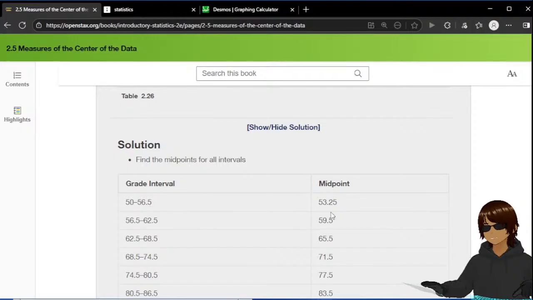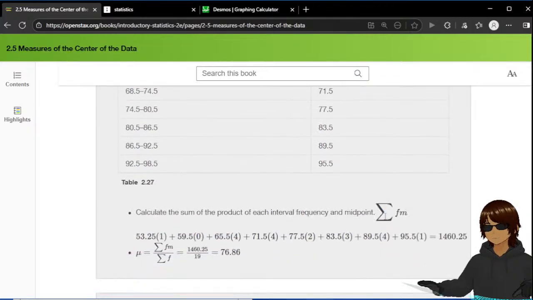So the midpoint here is 3.25. Wait, hold on. Yes, 3.25. 6.5 minus 62.5. 59.5. Okay, and then we do F times M, frequency. So taking the midpoint and multiplying it by frequency.